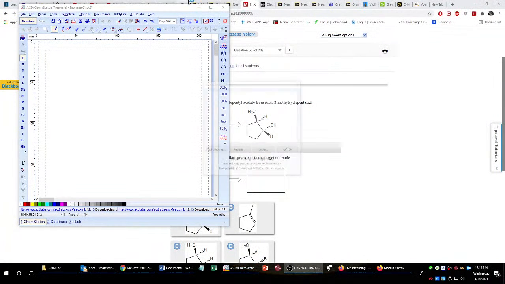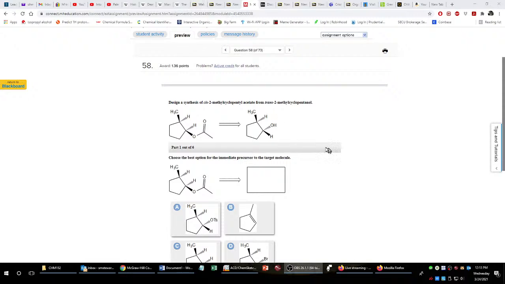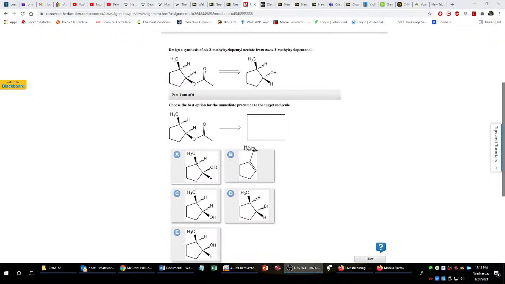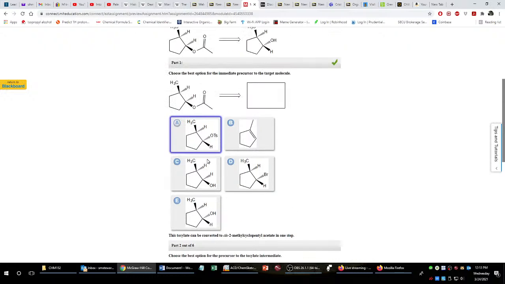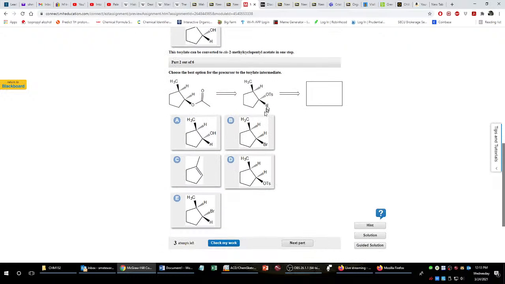And I'll bring up the desktop. So good for you. So you got the right idea. So they want you to actually start with the thing on the right, which I find incredibly obnoxious to do. So you start with the thing on the right, you make the thing on the left. So inversion of stereochemistry is the easiest thing to do here. So if you start with the O-tosylate, that's the easiest thing to do because you can easily make the tosylate complex by reacting it with the alcohol.